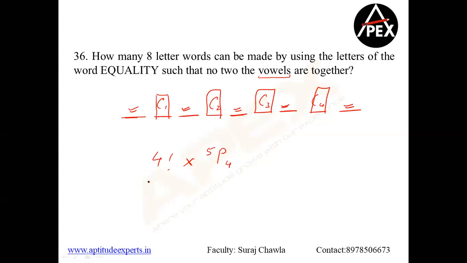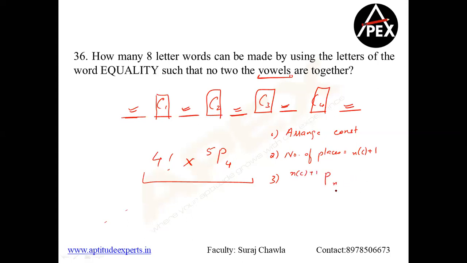This becomes your shortcut. I repeat, if no two vowels should be together, first arrange consonants. Step number 1. Arrange the opposite part, that is consonants. Number 2. Your number of places will be one more than number of consonants. Clear? Number 3. Clear? So number of consonants plus 1, P number of vowels. This becomes your calculation always.